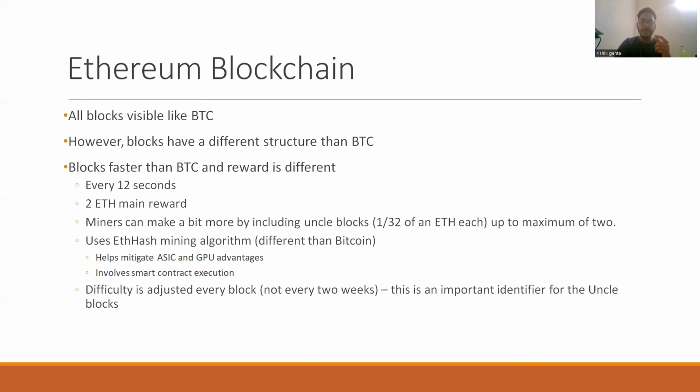The Ethereum blockchain uses the Ethash mining algorithm, which is different compared to the Bitcoin algorithm. This algorithm helps mitigate ASIC and GPU advantages. It involves smart contract execution. The difficulty is adjusted every block and not every 2 weeks, like in Bitcoin. This is an important identifier for the uncle block.